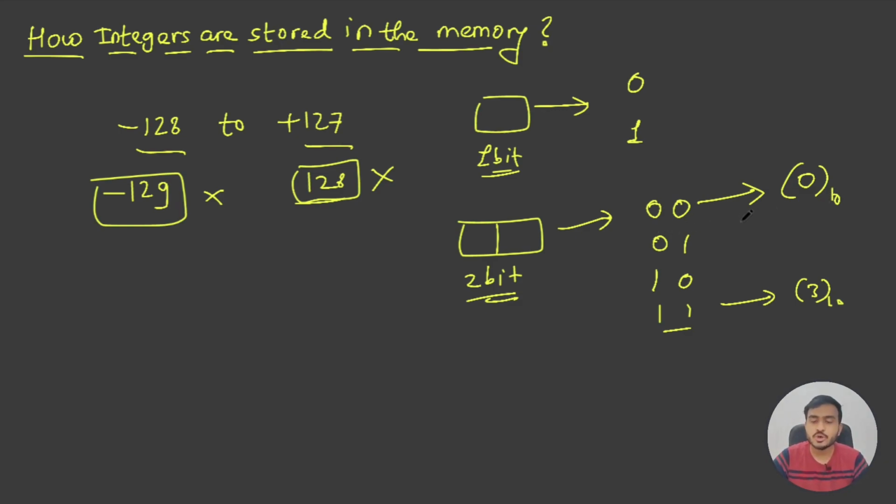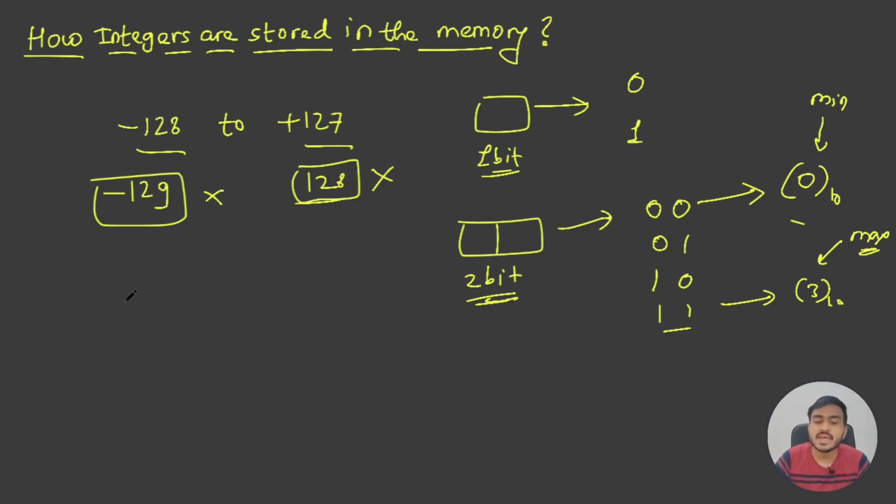So if I want to talk about this variable which is of 2-bit size, what is the minimum value it can hold? It is nothing but 0. This is the minimum value this variable can store. And what is the maximum value this variable can store? It is nothing but 3. So what is the range of this variable? The range of this variable is nothing but 0 to 3. In this way we can derive the range.